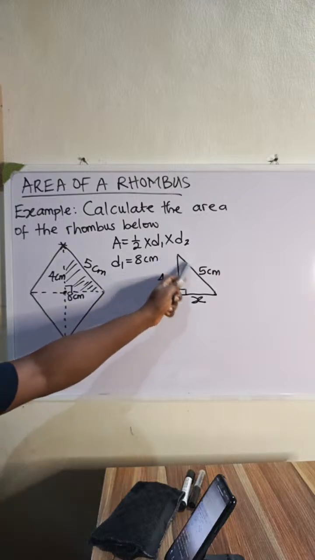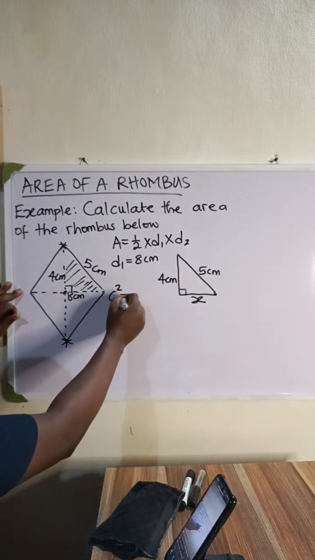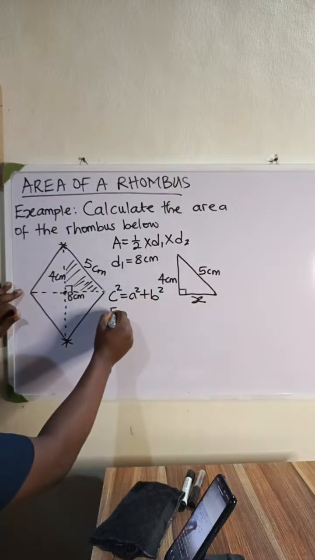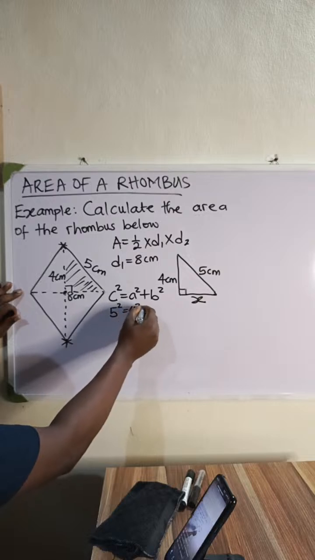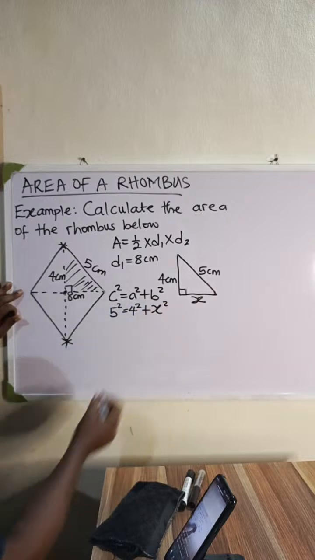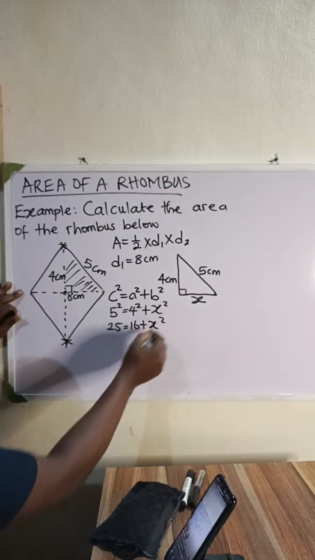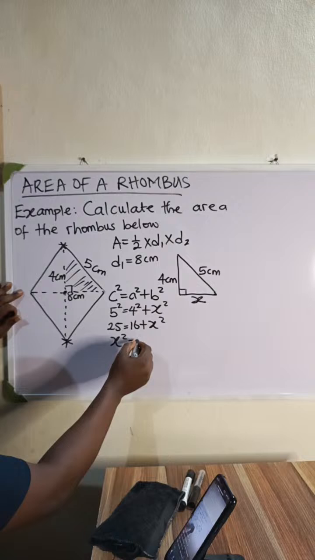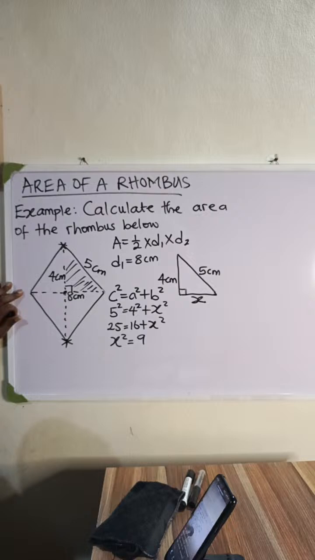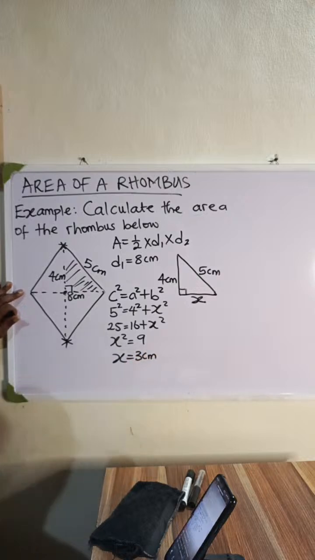Okay, so this side is our hypotenuse. So we can simply say c squared is equal to a squared plus b squared. c is the hypotenuse, so 5 squared is equal to 4 squared plus x squared. So 25 is equal to 16 plus x squared. x squared is equal to 9. Therefore, if you find the square root of 9, you're going to have x is equal to 3 centimeters. Okay?